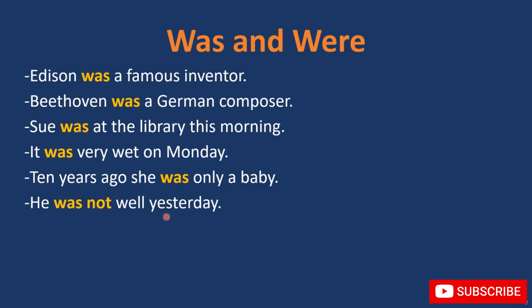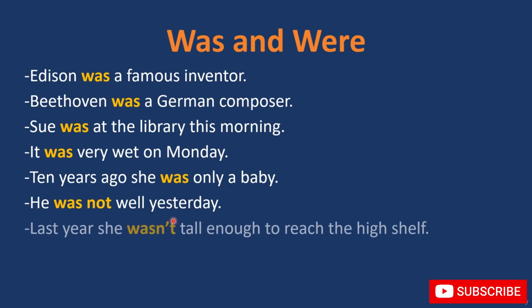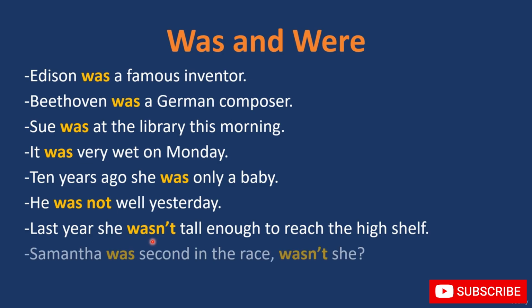He was not well yesterday. This is negative. Last year, she wasn't tall enough to reach the high shelf. I can say wasn't or was not tall enough. Samantha was second in the race, wasn't she? So here I have the name of one person, a singular name, and if I have he or she or it, I use was, not were.